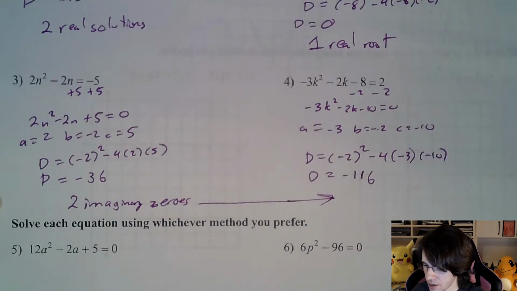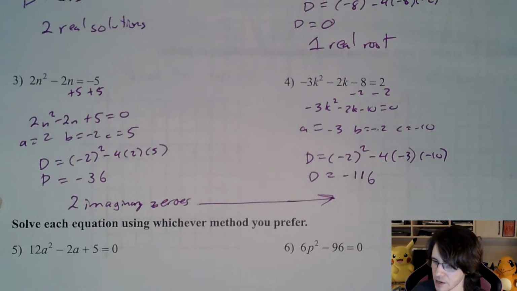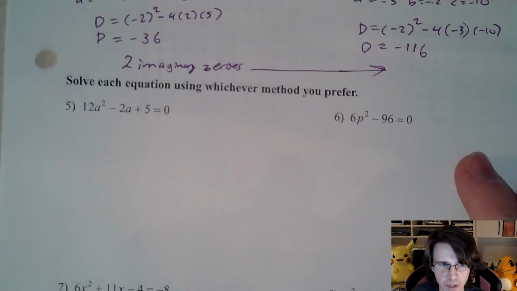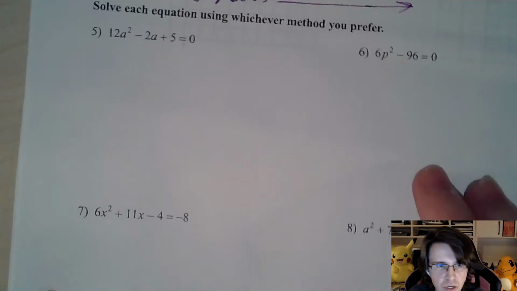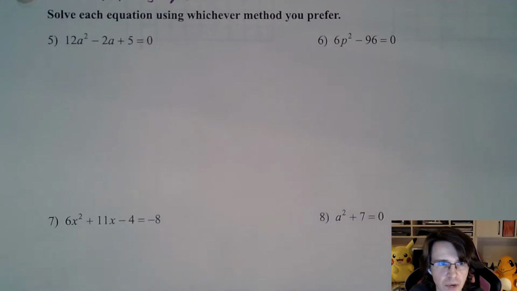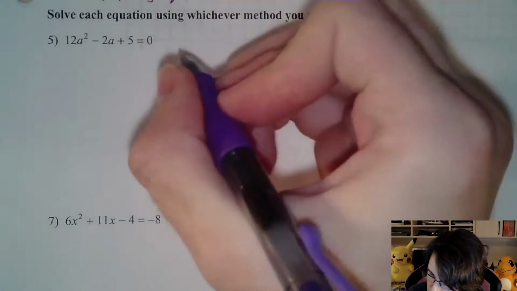The remaining parts of these questions are all going to be done with the quadratic formula or completing the square or however you really feel like. Because most students prefer the quadratic formula, I am going to use that on numbers 5 and 7. Let's hop to it. So question number 5. Whichever method you prefer, I'm going to use that quadratic formula.